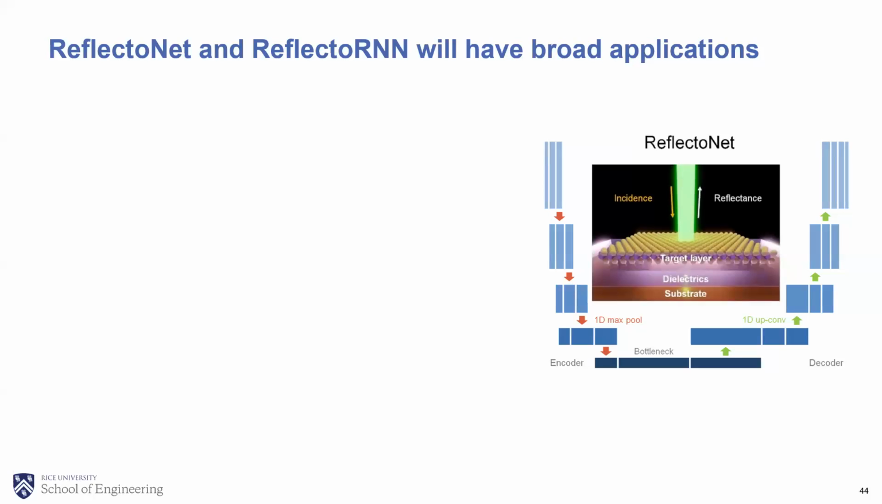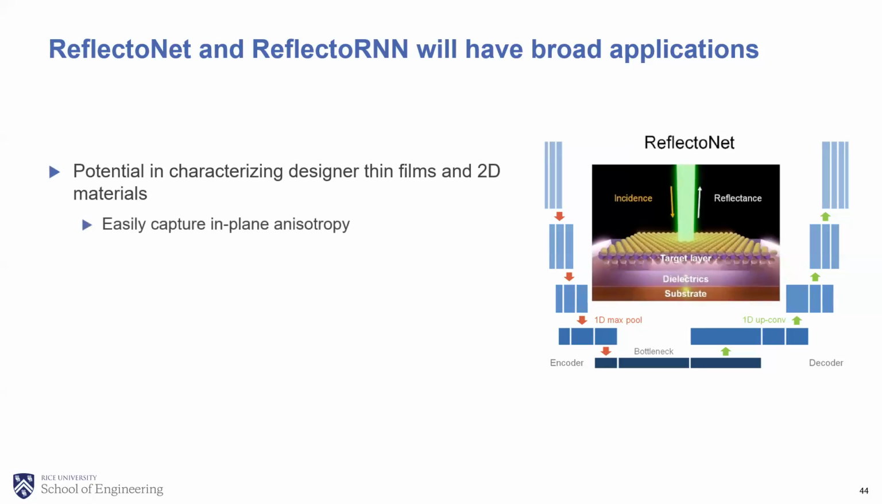So with Reflector Net and Reflector RNN, they will have broad applications. Potentially we can use them to characterize designer thin films and designer 2D materials. Next slide. So first, I want to mention that with Reflector Net and Reflector RNN, we can easily capture the in-plane anisotropy of a material.